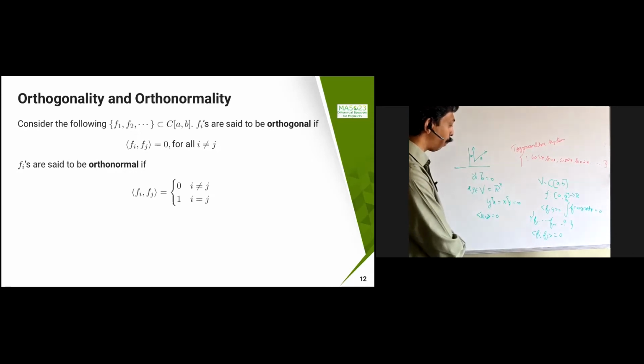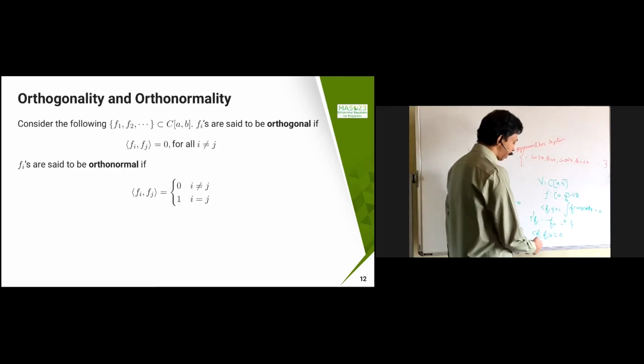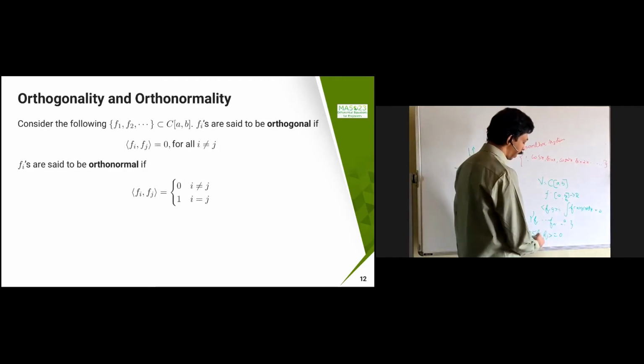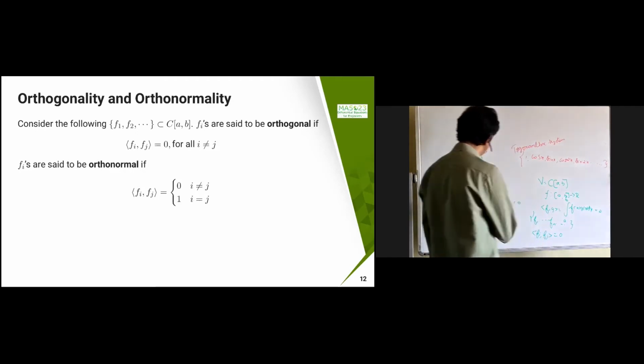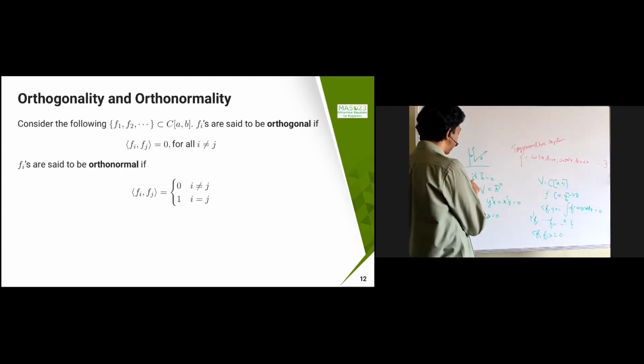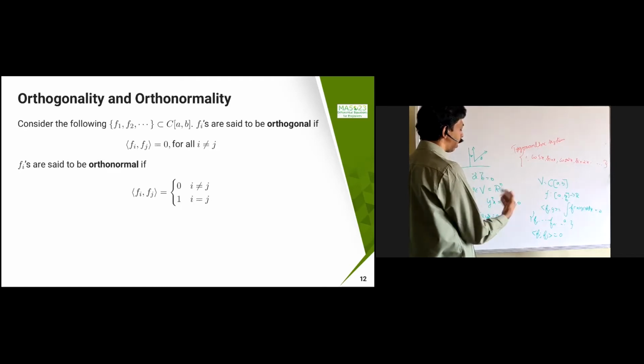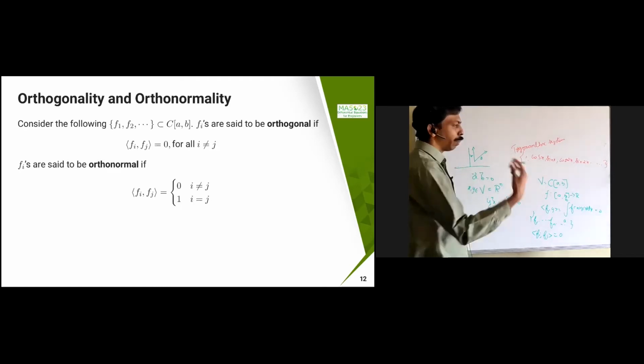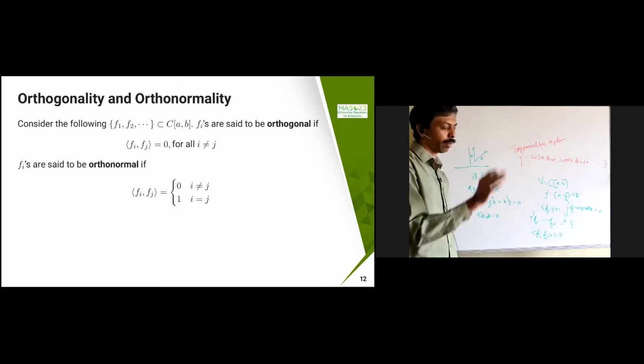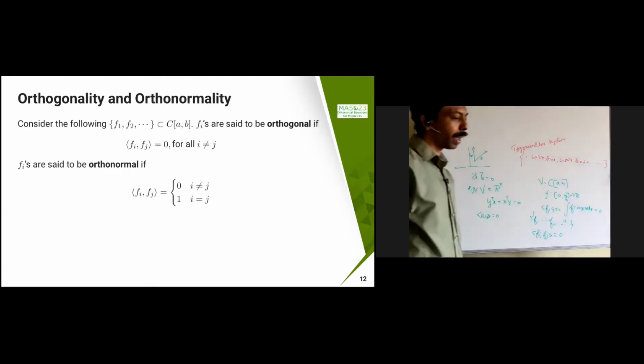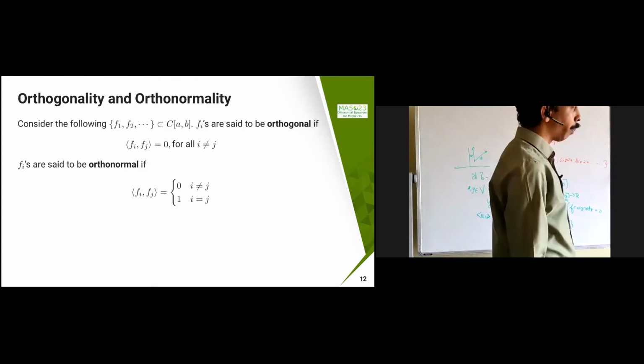On the other hand, for orthonormal, I need to check the inner product with respect to itself, fi dot fi. Orthonormal means if I take a dot a, or here x transpose x, that is going to be 1 for the complete set. So this is the basic idea behind that.